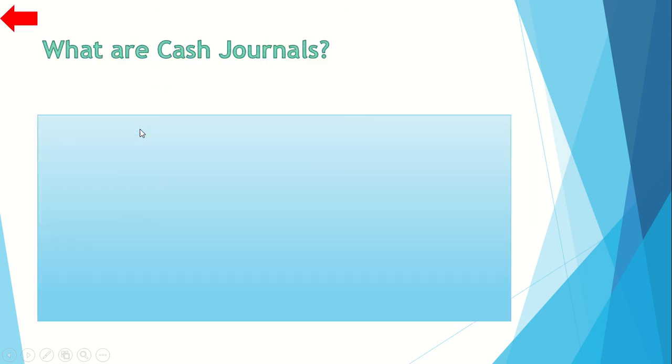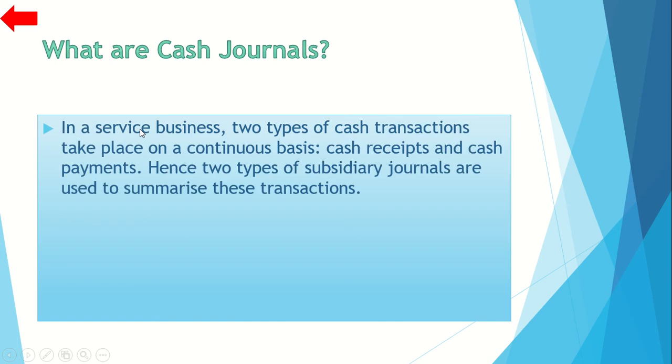And then, what is a cash journal? In a service business, there are two types of transactions, which take place when you either receive money or pay money. A cash journal is a journal in which we put money in. These transactions are put in a subsidiary journal, which is summarized and used for this purpose. The cash receipts journal is the first one.